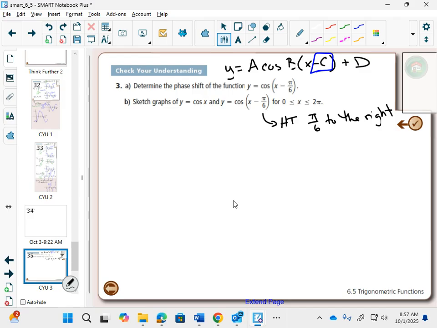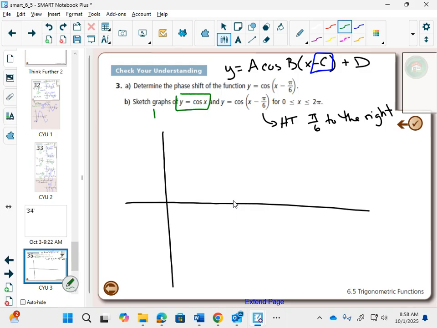Determine the phase shift. It's going to move everything pi over 6 to the right. And so what I'm going to do is graph this together on the same one, but I'm going to do y equals cos x in green, and I'm going to make it dotted. And then I'm going to draw my final graph shifted in blue. And this is going to be the strategy or the shortcut that we're going to use for shifts. We're going to draw our graph without a shift, label the shift on that same graph, and just move our points over. And it's going to make it a lot quicker than doing the points like we did in transformations.